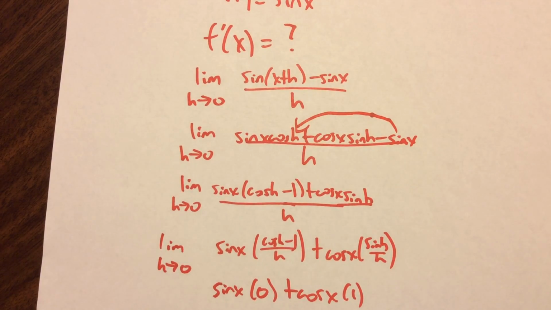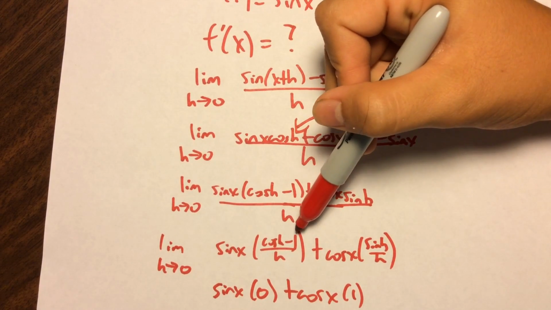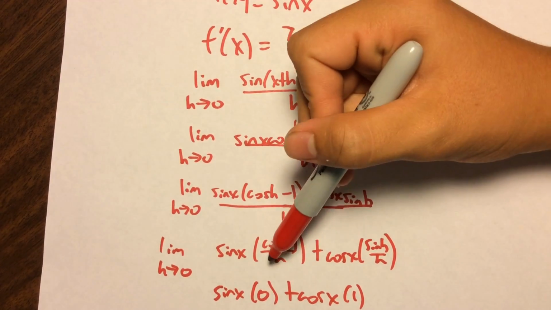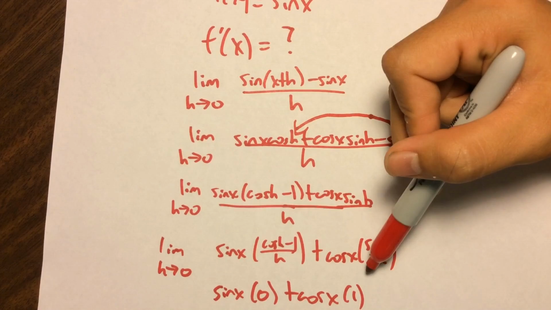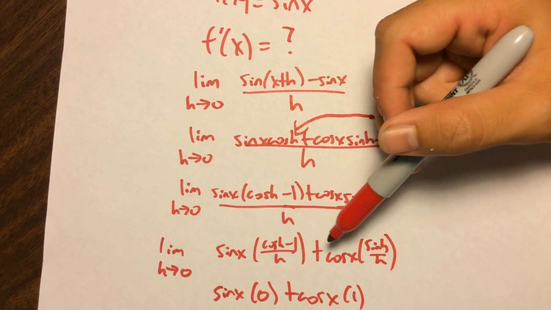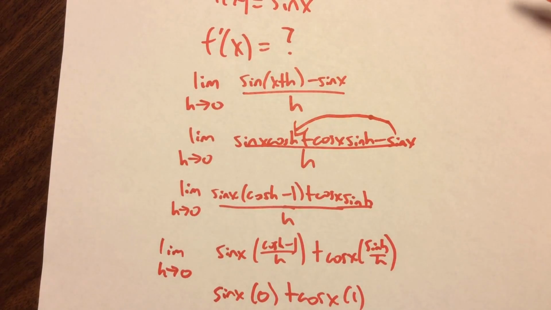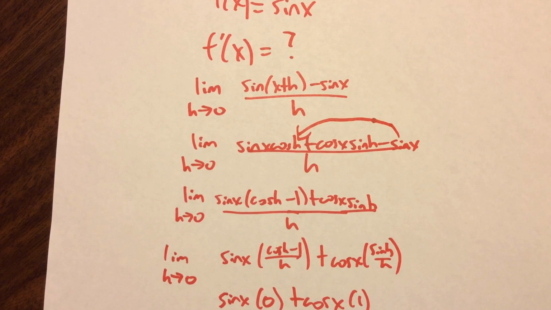Then we can split it up into two fractions, and then cosine of h minus 1 over h is just equal to 0, and sine of h over h is equal to 1. So after simplifying everything, we would end up with cosine of x. So that means that cosine of x is the derivative of sine of x.